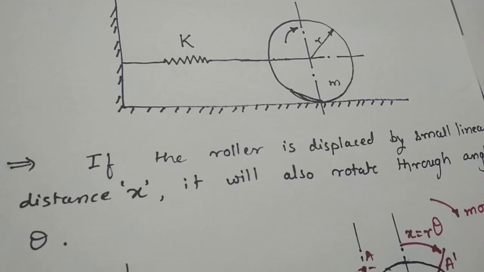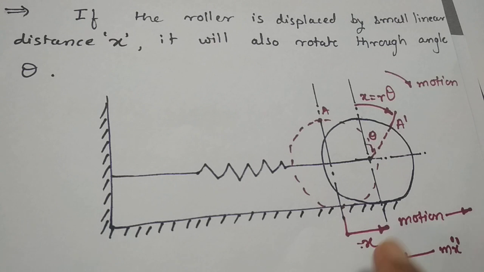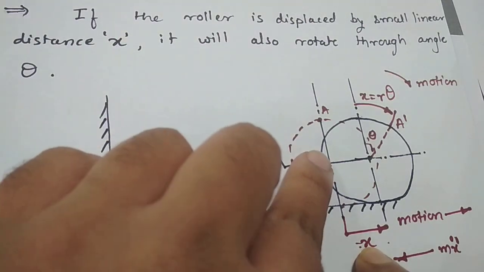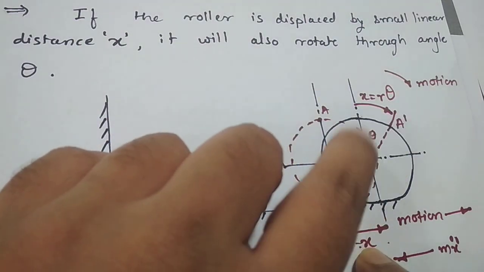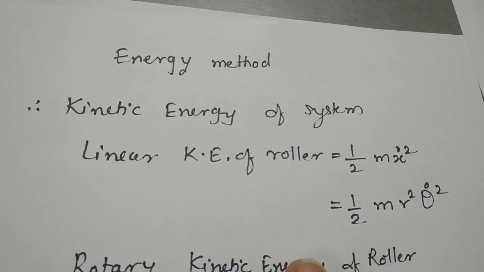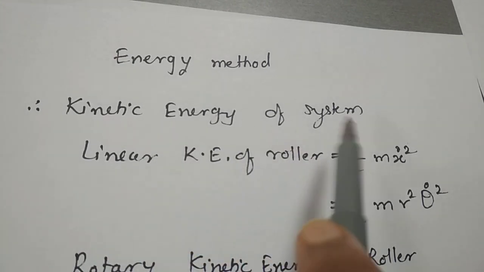Again the assumptions will be the same. We are displacing this mass by x distance linearly. At the same time the angle theta is produced, and theta is correlated with x by x is equal to r into theta, and for that we will solve this numerical by the energy method. So in the energy method we will find the kinetic energy of the system.